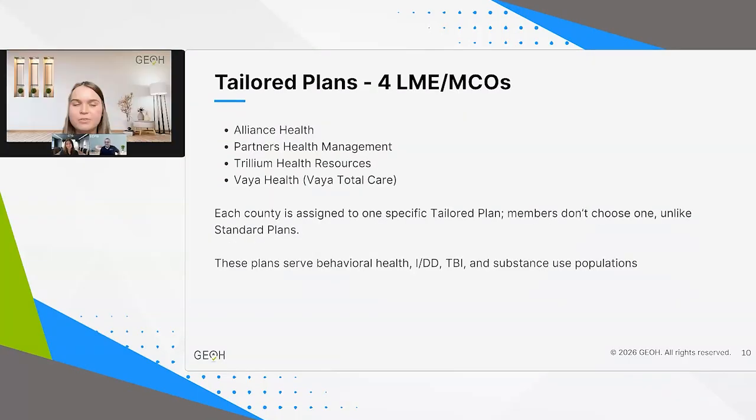Okay, well now we're moving into more tailored plans. So we're going to go over these, and this is Alliance Health, Partners Health Management, Trillium Health Resources, and Vaya Health. And each of these are county assigned, and so the members don't choose one. Unlike the standard plans, they're going to be in that certain area. So Jenna's going to talk more about each of these plans individually.